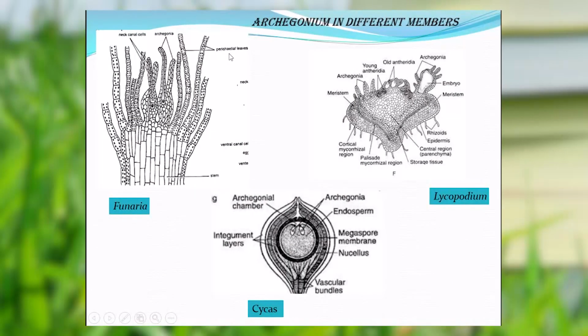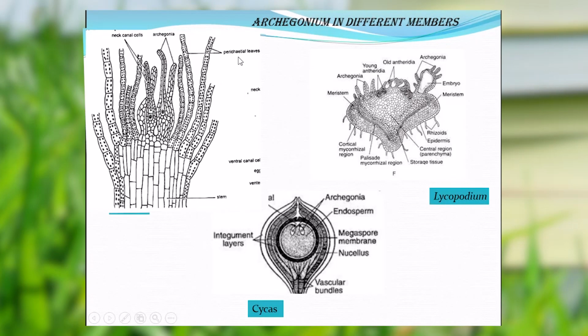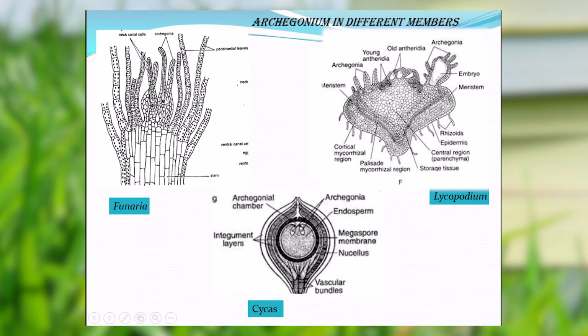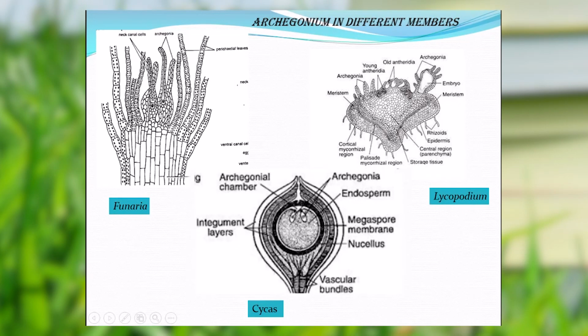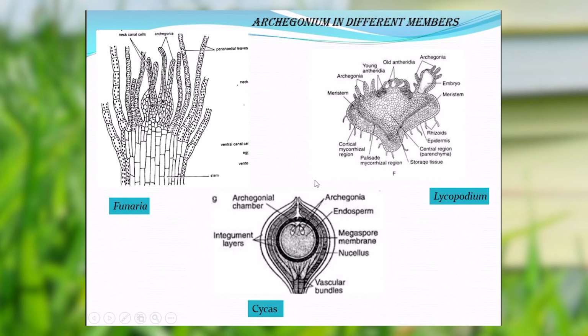Here you can see the archegonium in three different members. Here in Funaria, this is the particular shape of the archegonium. Here in case of Lycopodium and here in gymnosperm or in Cycas. So all these three together are known as the archegoniates.